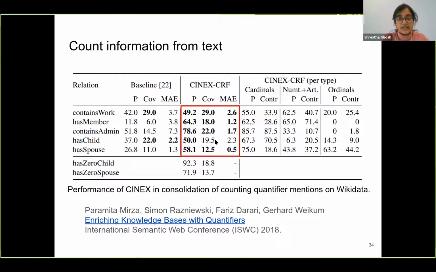And we see that for 0 predictions, it performs pretty well for relations like child and spouse, which I guess has better cues in text.